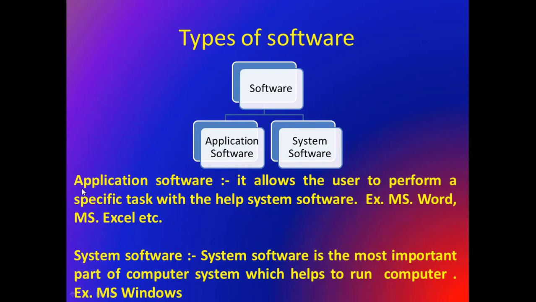First, application software. Application software allows the user to perform a specific task with the help of system software. For example, MS Word, MS Excel. System software. These types of software are used to start a computer. If there is no system software in your computer system, your computer cannot start. System software is the most important part of a computer system which helps to run the computer. For example, MS Windows. MS Windows is an operating system.